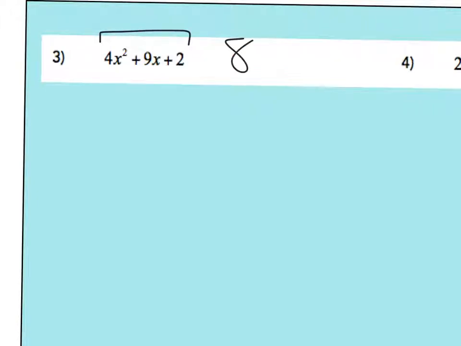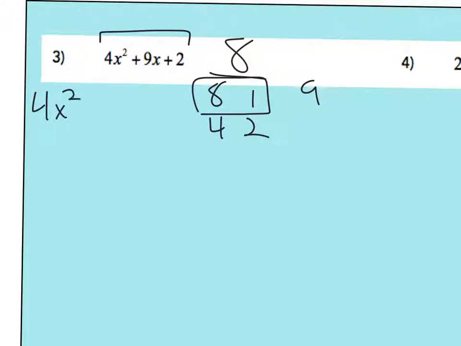4 times 2 is going to be 8. And factors of 8 that give me 9. So factors of 8 are going to be 8, 1, 4 and 2. 8 and 1 is what's going to happen here. So I'm going to take 4x squared plus 8x plus x plus 2. So I'm going to split using 8 and 1.